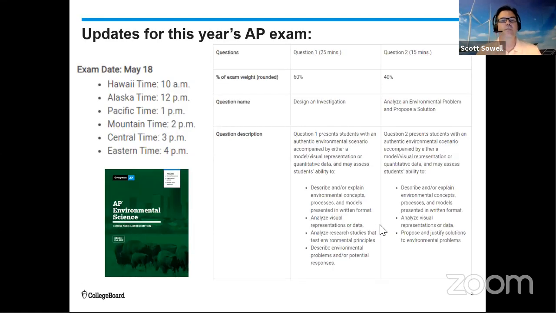All right, so just a quick reminder of our exam date and times. And then remember, you can easily find the descriptions of the 2 FRQs on this year's exam. Remember, only 2 FRQs, no multiple choice.